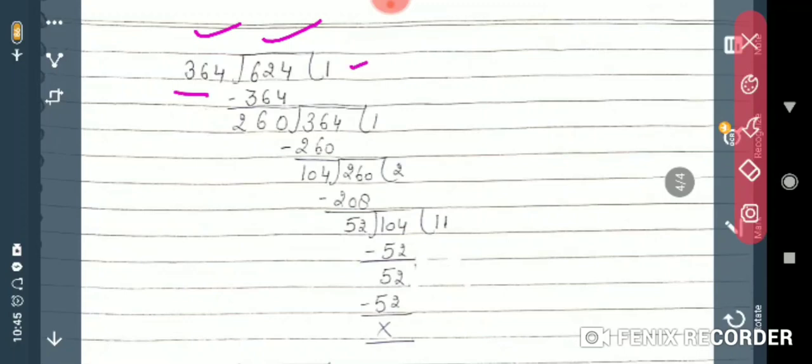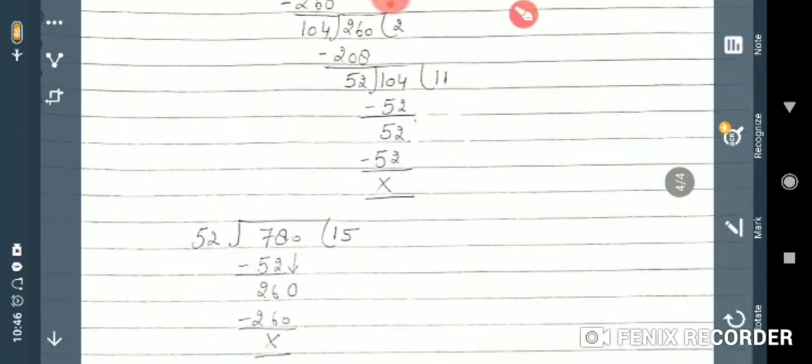So 364 ones are 364. You will subtract 624 minus 364. What will you get? 260. Now this is smaller than 364, so 364 will come inside. So 260 ones are 260. Subtract, you will get 104. Again 260. So 104 twos are 208. 52. Then 52 ones are 52. Again 52 ones are 52. So you have solved. What is the HCF of 364 and 624? That is 52.